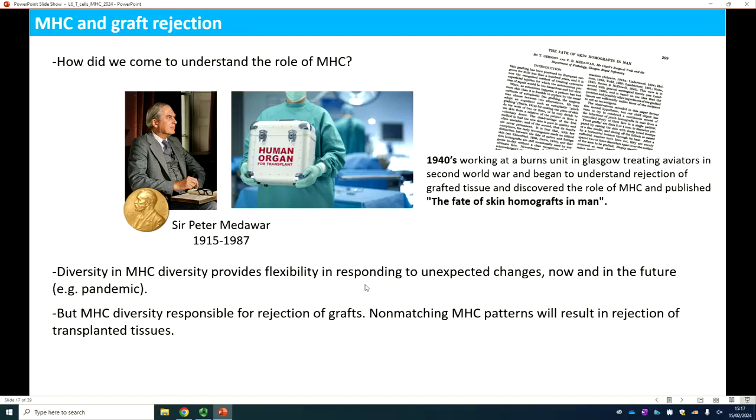But ultimately, MHC is providing you with that diversity, that flexibility to respond to a whole host of infections, for instance, pandemics that we've not even encountered yet. But it also plays an important role in graft rejection, because that's what is determining self from non-self.